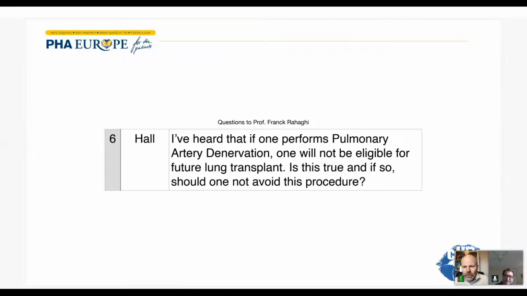I've heard that if one performs pulmonary artery denervation, one will not be eligible for future lung transplant. Is this true? And if so, should one not avoid this procedure? I really don't know. I think that because of the scarring that occurs, it may cause complications afterwards in transplant. But we're not a transplant center, so I'm not sure about this technical question.